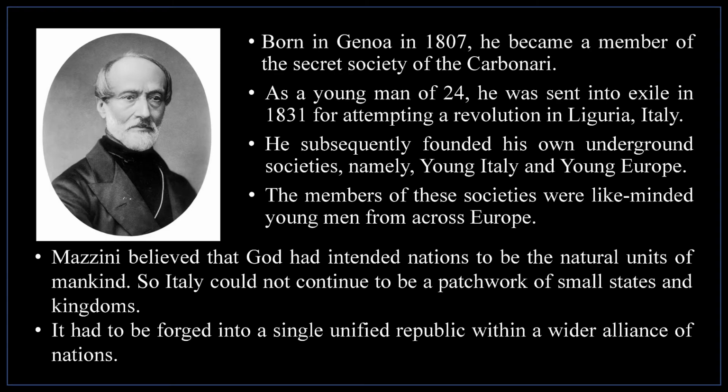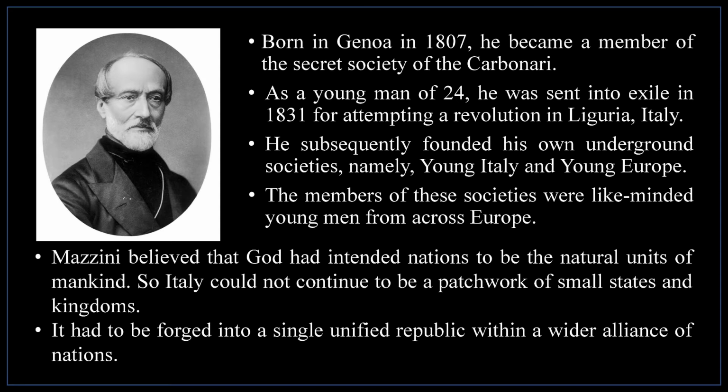Giuseppe Mazzini was born in Genoa in 1807 and he became a member of the secret society of the Carbonari. As a young man of 24, he was sent into exile in 1831 for attempting a revolution in Italy. He subsequently founded his own underground societies, namely Young Italy and Young Europe. The members of these societies were like-minded young men from all across Europe.